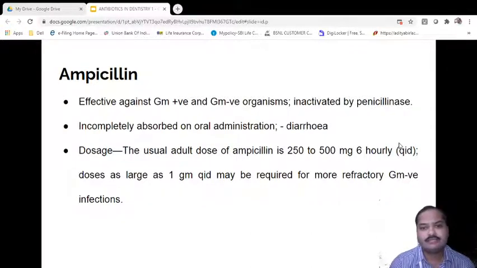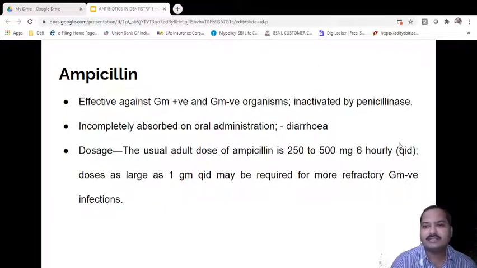The dosage given for this drug will be about 250 to 500 mg QID. As large as 1 gram QID may be required for more refractory gram-negative infections, meaning infections which are not responding to dosages less than 1 gram. Then we can go up to 1 gram, and high dosages by intramuscular or intravenous injection are used in the treatment of meningitis and bacterial endocarditis.